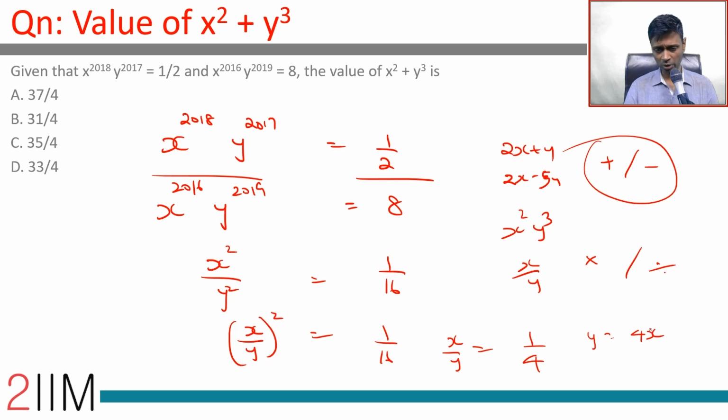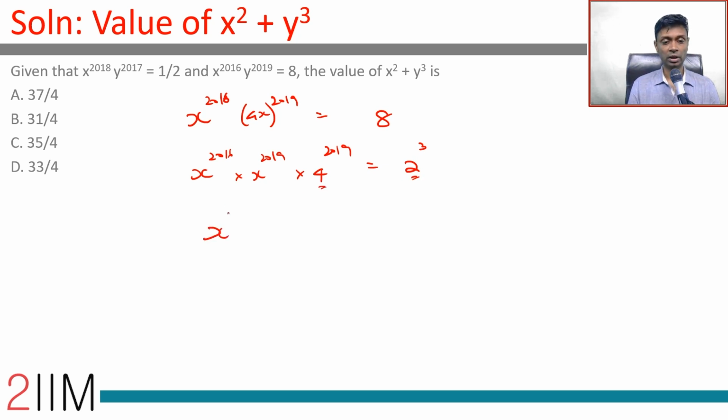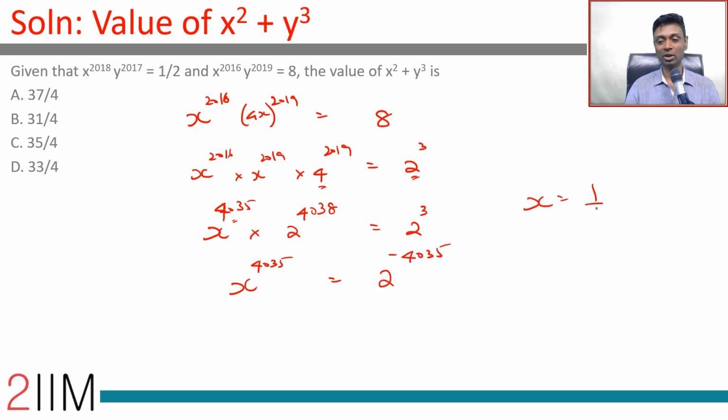Now let's substitute that in one of the two equations. Let's substitute in the second one. x^2016 into (4x)^2019 is 8. x^2016 into x^2019 into 4^2019 is 2 cube. Getting this 2 cube, I'm going to write this as 2 square. x^4035 into 2^4038 is 2 cube. Lovely. But this has an x^4035. If I take this side, we'll get x^4035 equals 2^-4035, or x equals 1/2. y is 4 times this, or y is 2.